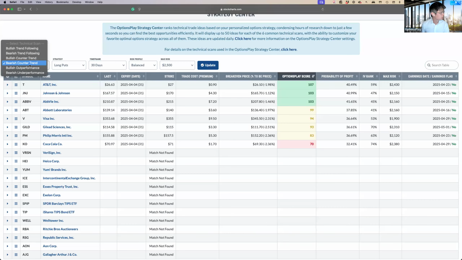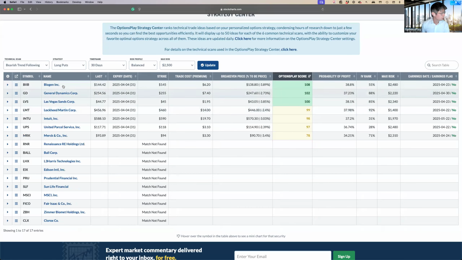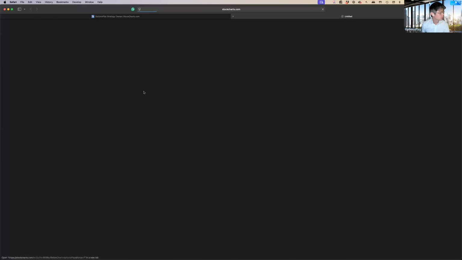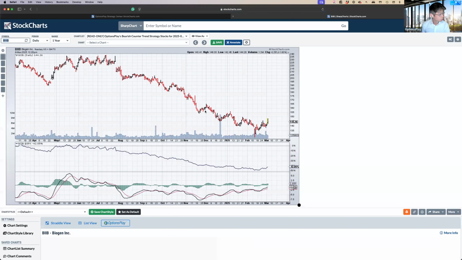And lastly, trend following ideas, I think, are pretty self-explanatory, but I'll show you Biogen as an example. So what you're looking for is stocks that are in a clear downtrend that have exhibited these small upticks, right? These small upticks are your optimal times to enter these bearish trades, right? So what we're looking for is a primary bearish trend, but we've had a small rally here, and what we're looking for is the continuation of that trend. So Biogen looks like that.